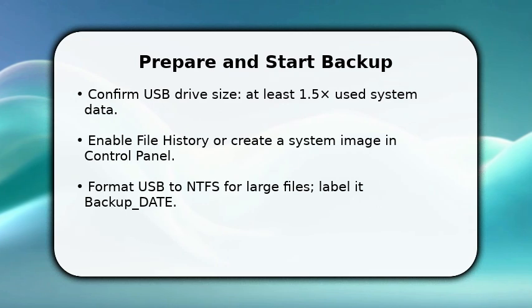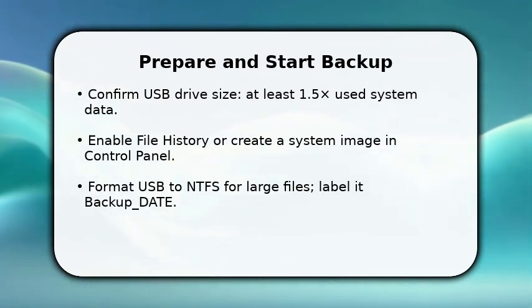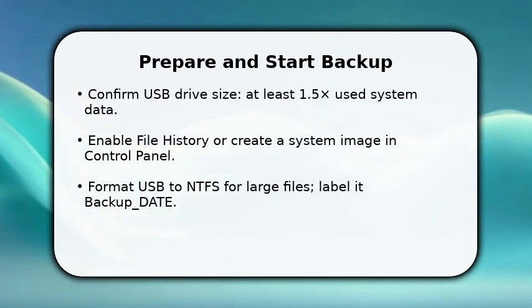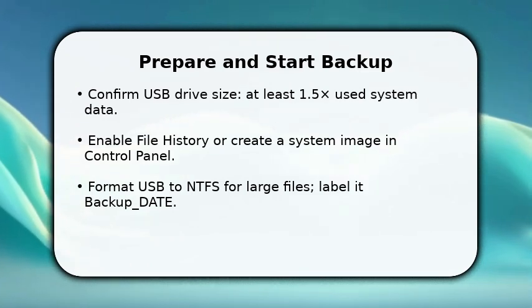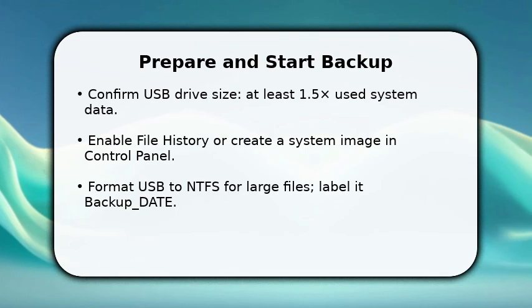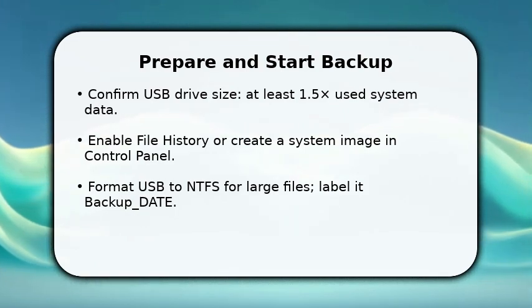Open Settings, Update and Security, Backup to enable File History, or open Control Panel, Backup and Restore (Windows 7) to create a system image. Once done, format to NTFS if needed and give the volume a clear label. This makes the target predictable and avoids file size limits later.